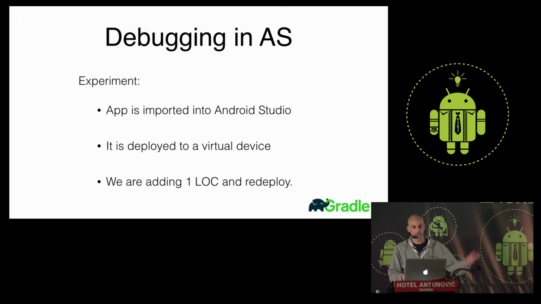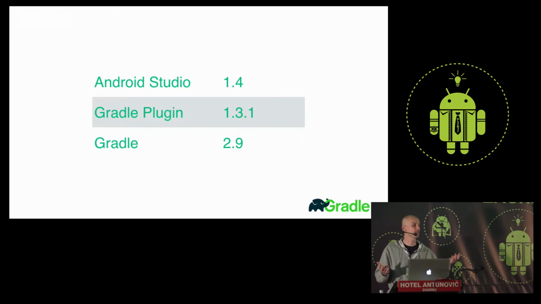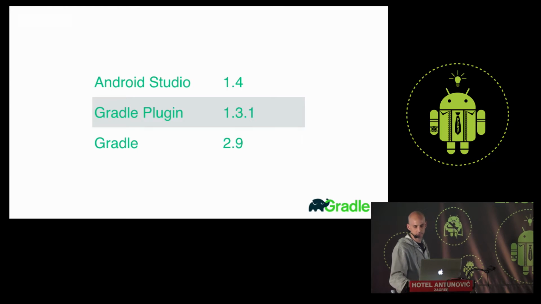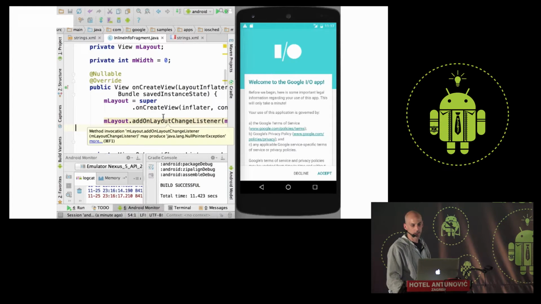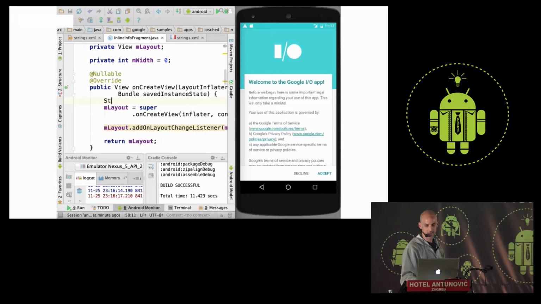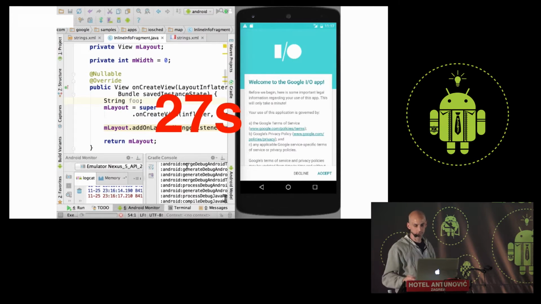Now, we got this initial pre-dexing down, but now we want to do some debugging, making some changes to the code, and we want to redeploy the application, right? So if we take an old version of Android Studio, like 1.4 or 1.5, doesn't make a difference, it has an older version of the Gradle plugin, the 1.3, and we run it. So we make a change, we redeploy. We can accelerate that because it's going to take quite a while. It's going to take like 27 seconds. That's not a very fluent way of working.